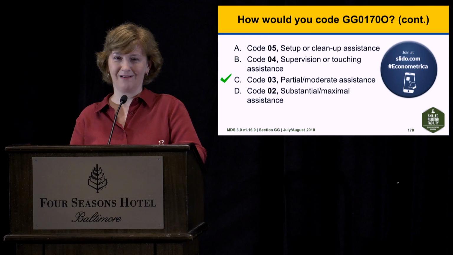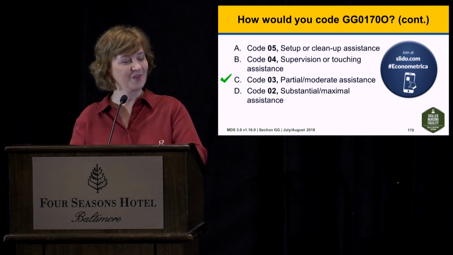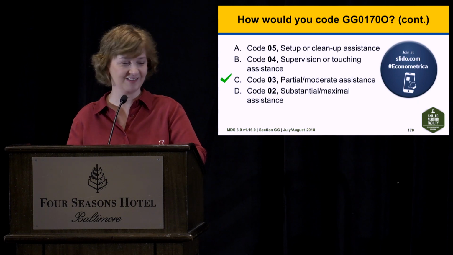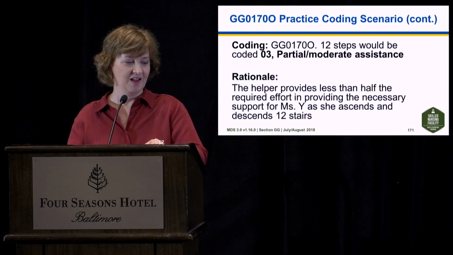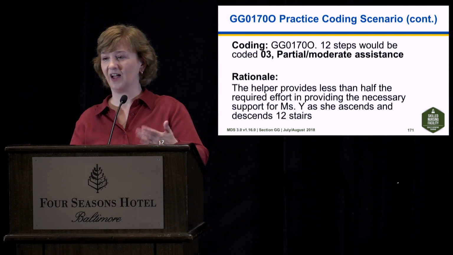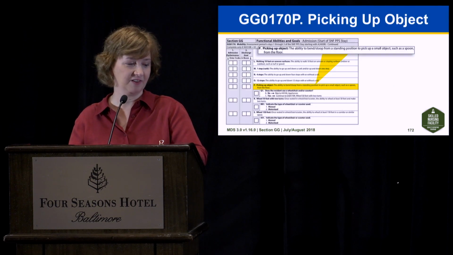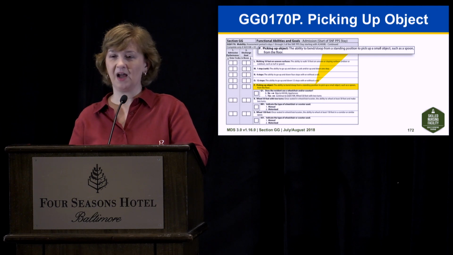One more. Okay, great. Okay, so the correct response, as you may have seen in the preview, is 03, partial or moderate assistance. I agree with what most of you coded. Again, the rationale being that the resident is doing more than half the effort, therefore the helper is doing less than half of the effort. The next activity relates to picking up an object.